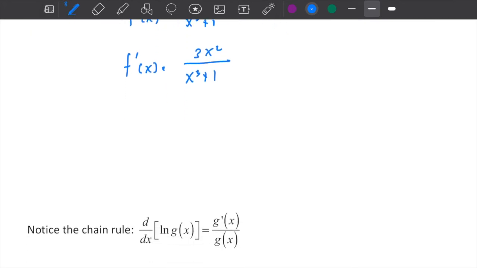Now, notice the chain rule. When we have the natural log of some function, it's the derivative of the argument inside divided by the inside.